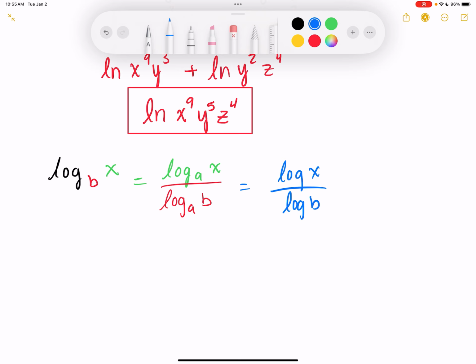They teach you change of base, but then they change everything to base 10 or natural. Be that as it might, that's how you do change of base. So, some examples of that.